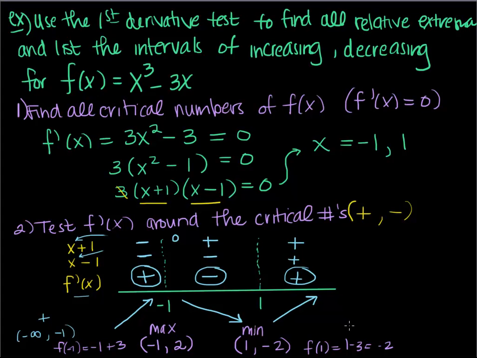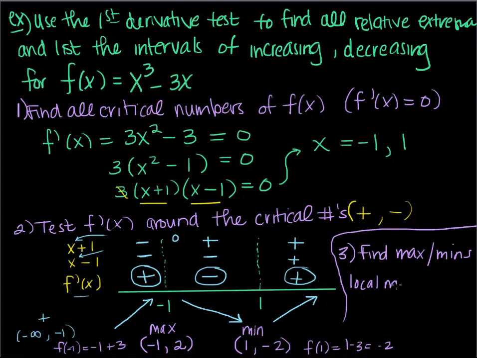So that was testing. Our third step: find or determine your max and mins. I already did that. So here's how I want you to write your answer for the max or mins. You want to say we have a local max. What is my local maximum? Of 2. Where does it occur? It occurs at x equals -1.